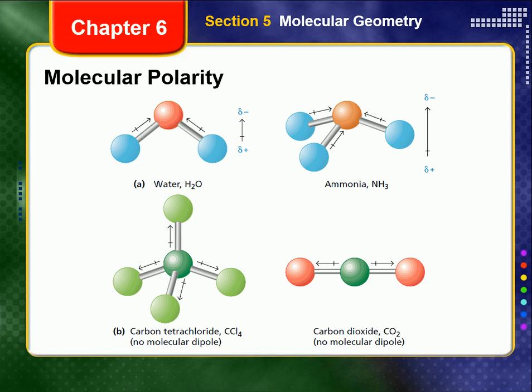An ammonia molecule is also highly polar because the dipoles of the three nitrogen-hydrogen bonds are additive, combining to create a net molecular dipole. In some molecules, individual bond dipoles cancel each other out, causing the resulting molecular polarity to be zero. Carbon dioxide and carbon tetrachloride are molecules of this type.